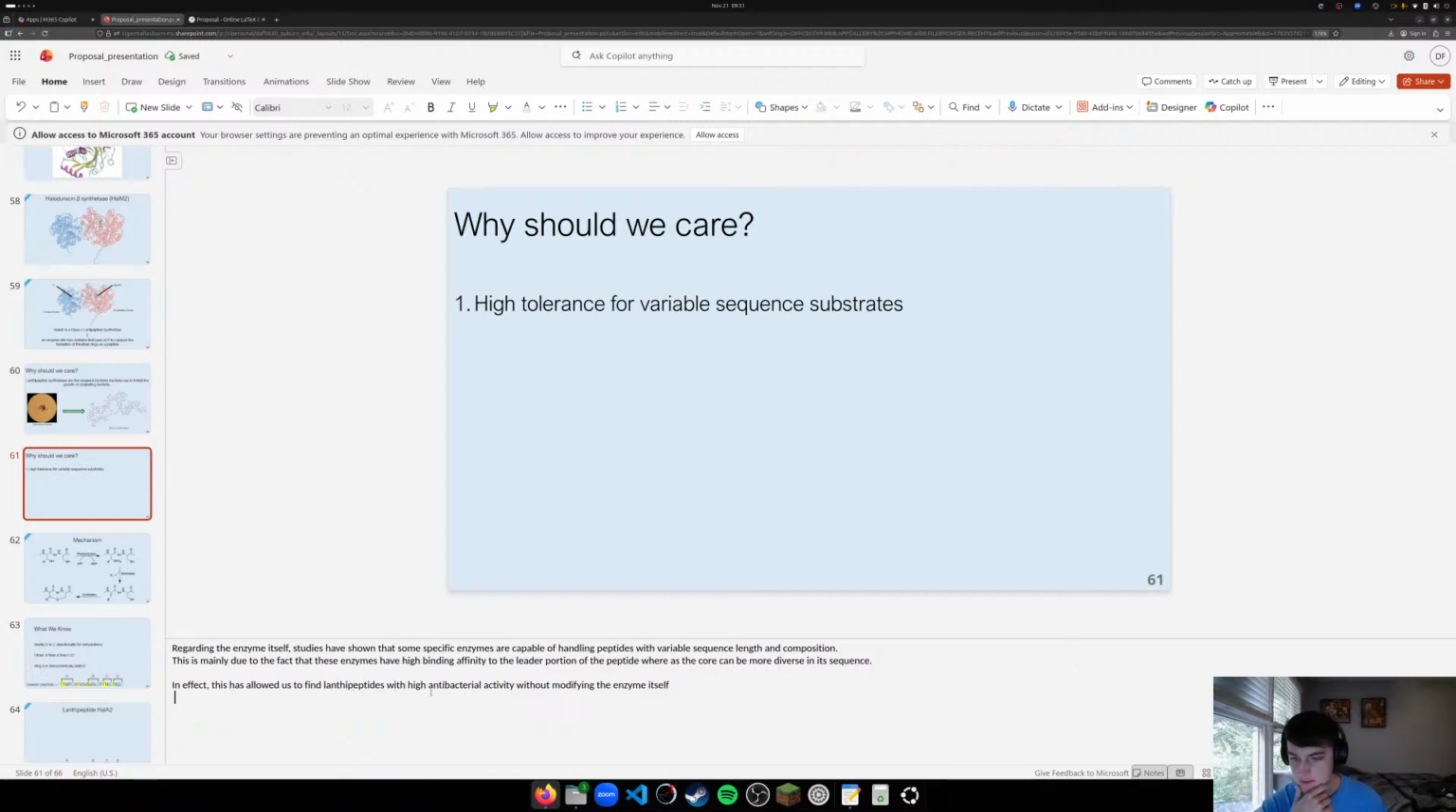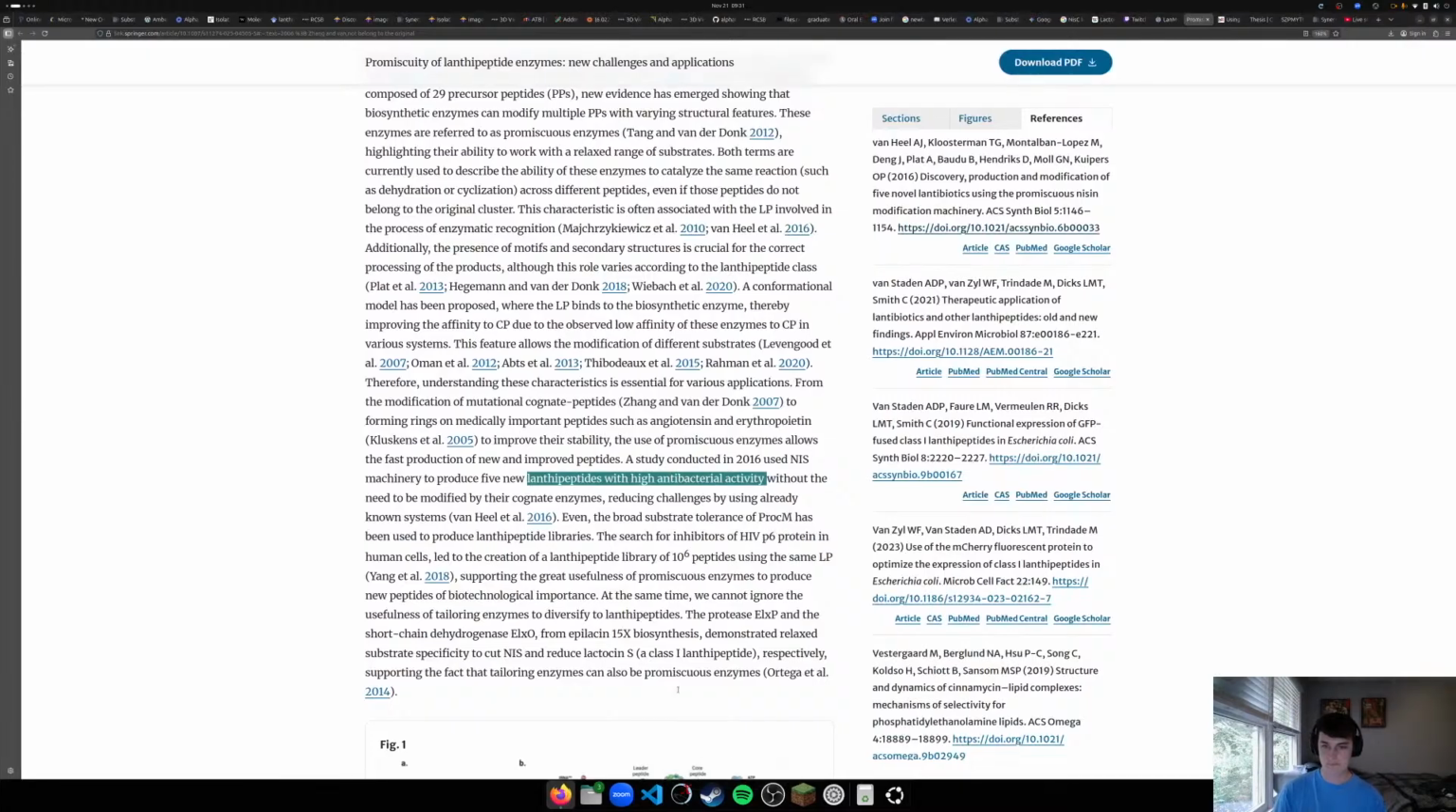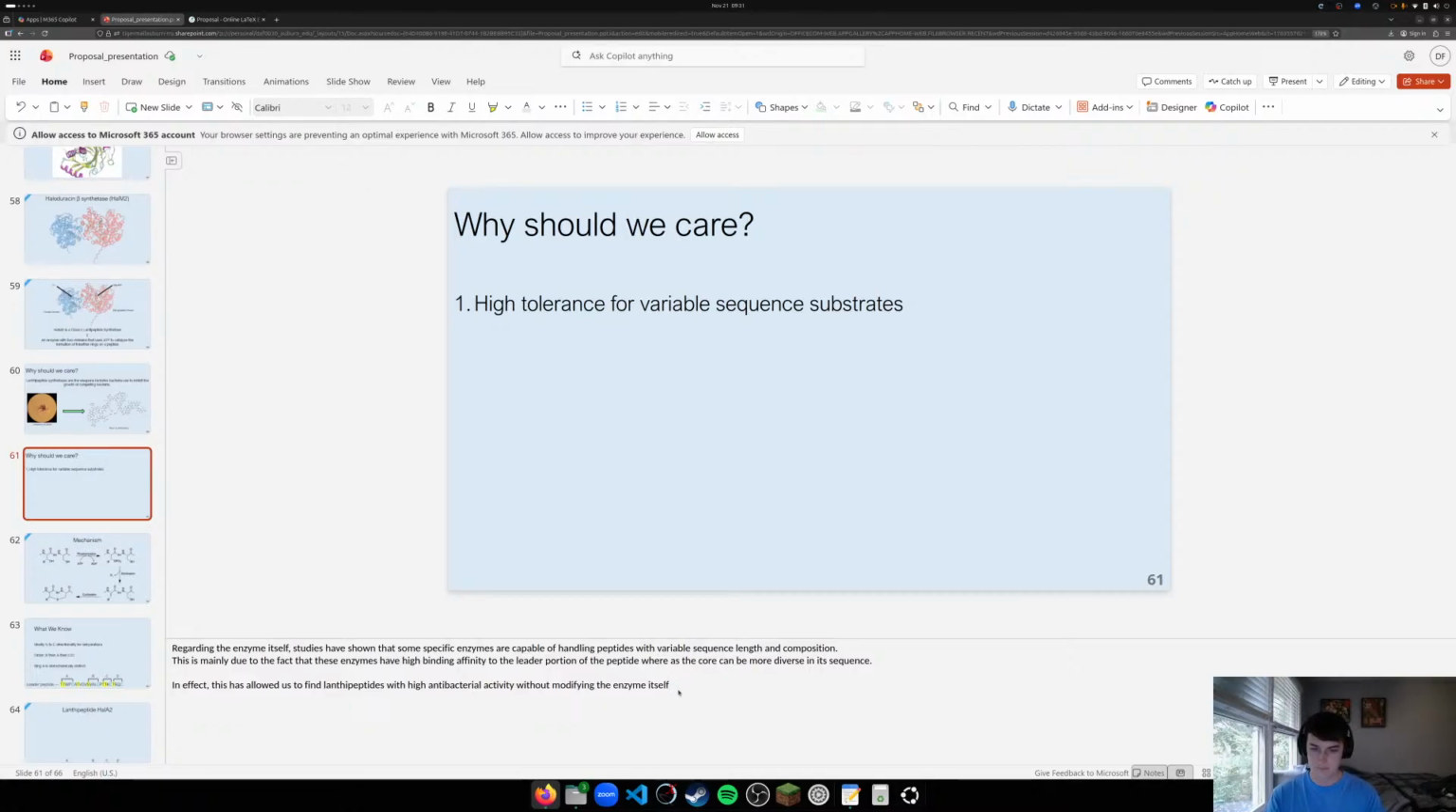In effect, this has allowed us to find lantipeptides with high antibacterial activity without modifying the enzyme itself, reducing the challenges associated with that.